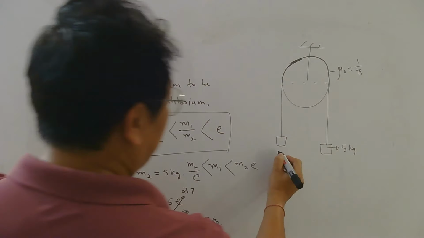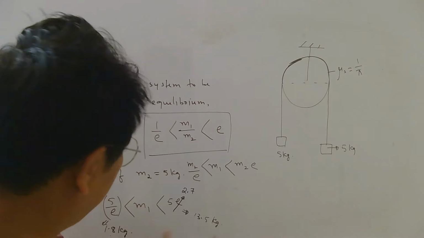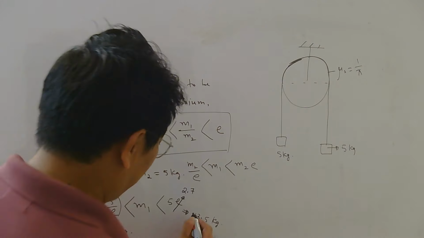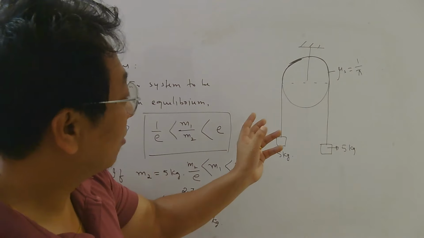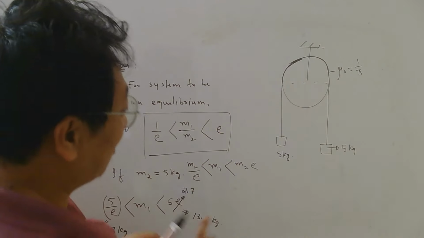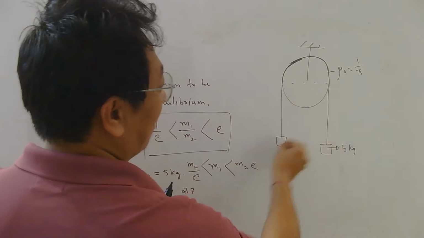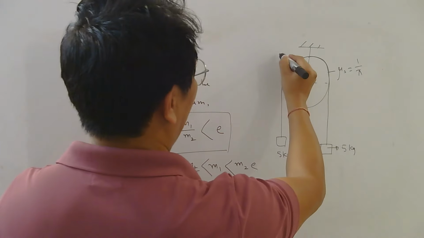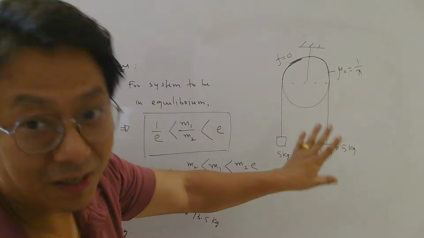So if this block is 5 kg, will it be at rest? Yes, because 5 kg is between this range, 1.8 kg and 13.5 kg. What will the friction be? Because these two are the same, even without friction these two can balance each other and be at rest. So no friction is required in this particular case.